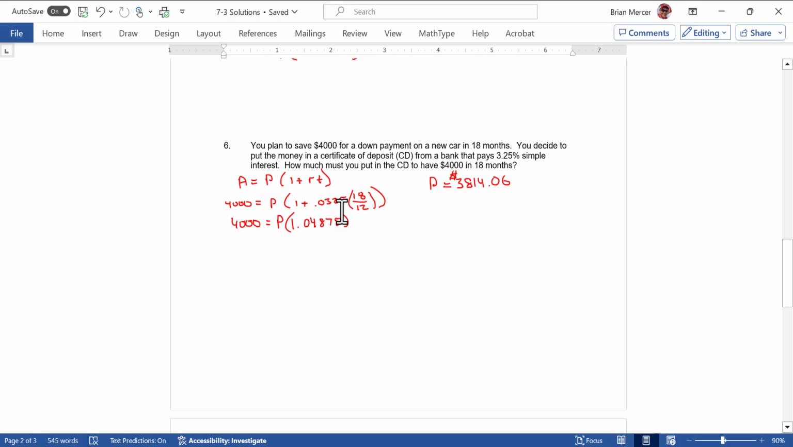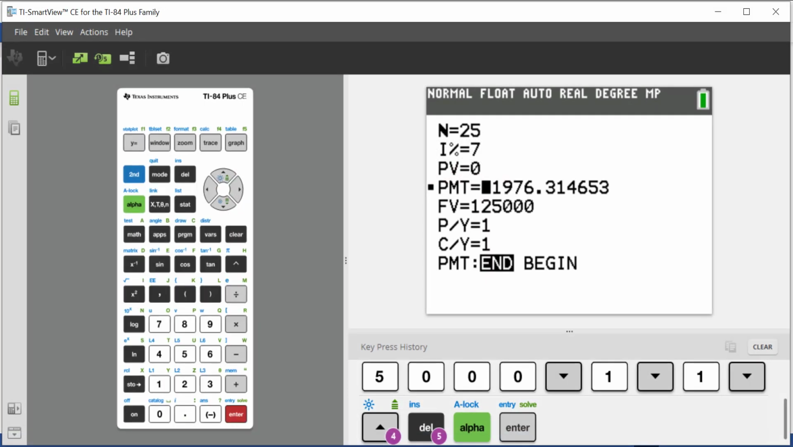1 plus 0.0325, so that's 3.25% written as a decimal. And then 18/12, because 18 months, there are 12 months in a year, so 18/12 is our fractional portion of a year. Do a little bit of a calculation here. 1.04875, that is not rounded, that's an exact number. And then go ahead and divide both sides by that to get P, and I'm going to show you something here. That's actually cool too. I'll show you that in a minute.